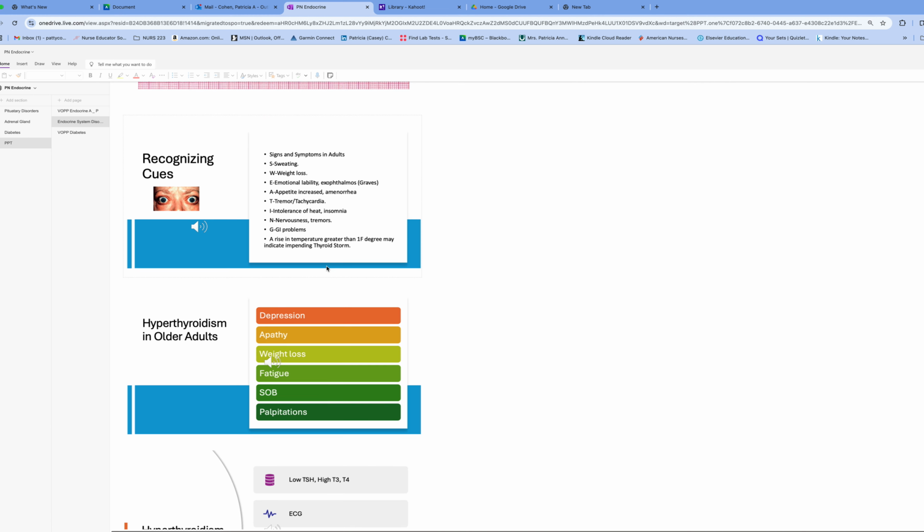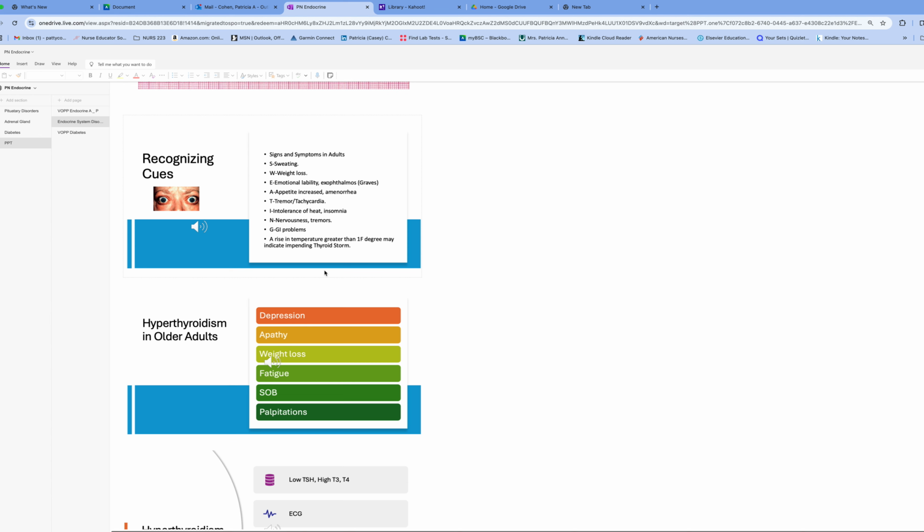So recognizing cues, everything is up. When people have hyperthyroidism, you have got to reduce environmental stimuli, okay? Because they're already high anxiety, they're sweating, they've lost a lot of weight despite having a ferocious appetite. They have emotional lability, which means their emotions are going to be all over the place. They're very anxious and high strung. They could have amenorrhea. They're going to have tachycardia and tremors. They're intolerant to heat and they have insomnia because their hormones are making them revved up, okay?